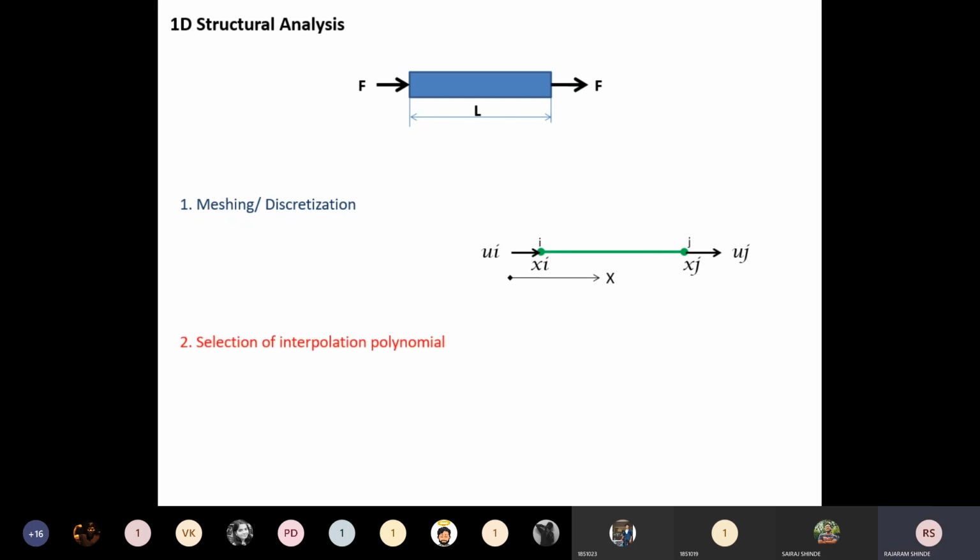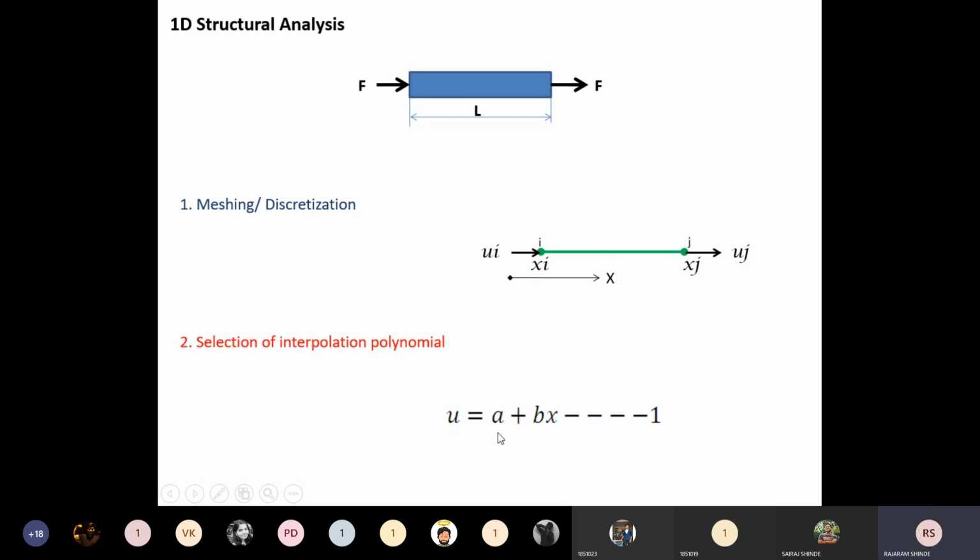To select the interpolation polynomial. Here we have two noded element i and j. Therefore, we have taken the linear interpolation polynomial u is equal to a plus bx. a and b are unknown constants, known as generalized coordinates. These unknown constants we have to calculate. Otherwise, we cannot get the value of this field variable displacement at any location on the element.